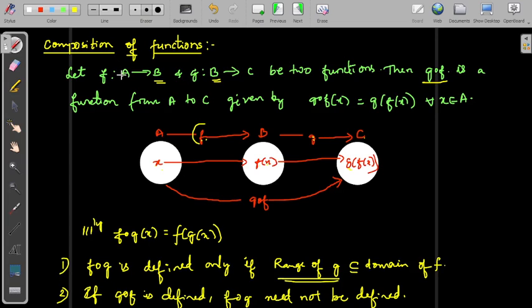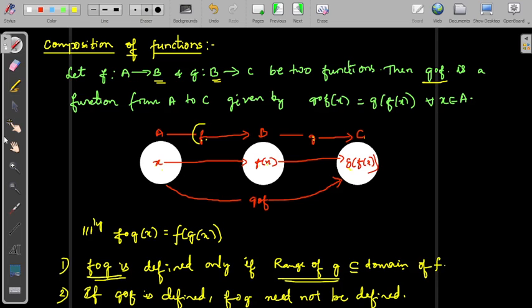B to C, then as per the definition, you may think it should go from C to B, but it may not go from C to another set. This condition, the range of g, means whatever output you get after taking elements of B to new elements of C, is called the range. That range should be a subset of the domain of f. Subset in the sense that it can be contained in the domain of f, or it can be equal to the domain of f. In that case only you can define f composite g. Otherwise the composition of functions can't be defined.